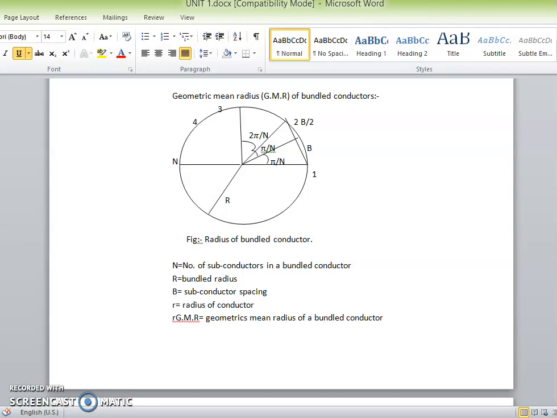What is the physical significance of geometrical mean radius? Geometrical mean radius, normally denoted by capital GMR, is basically the geometric mean of distance between the strands of a conductor. It is the fictitious radius of a conductor having no internal flux linkage but only external flux linkage. To understand the concept of GMR and its calculation, it is very important to understand the calculation of inductance of a single phase 2-wire line.